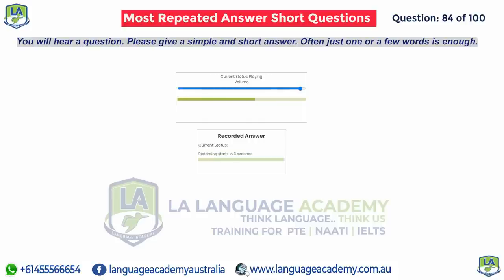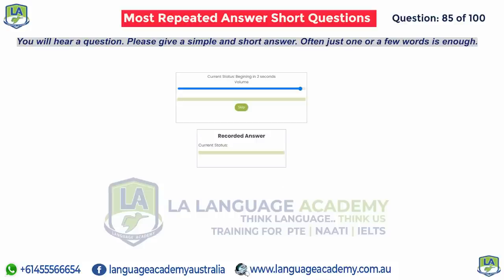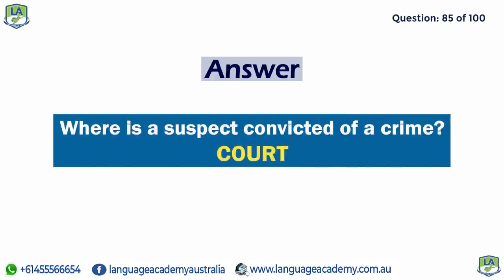What does the color green help for? Sight/eyesight. Where is a suspect convicted of a crime? Court.